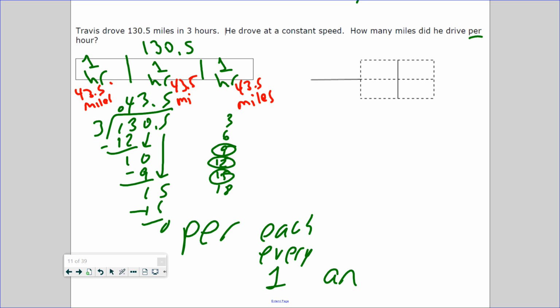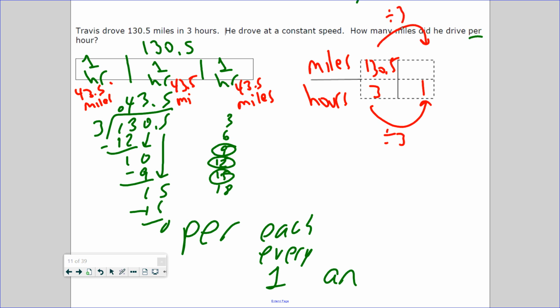What if you don't like a bar diagram? You prefer a table. So this would be about miles, and this is about hours. So 130.5 miles, 3 hours. How much does he drive per hour? That means I need to break it down to 1 hour. So divide by 3, divide by 3, and that's where you get 43.5 miles.